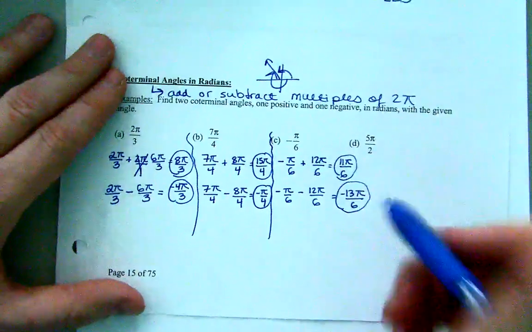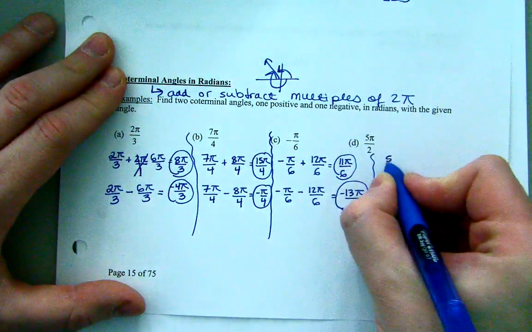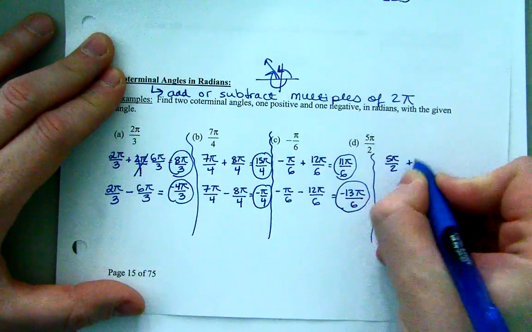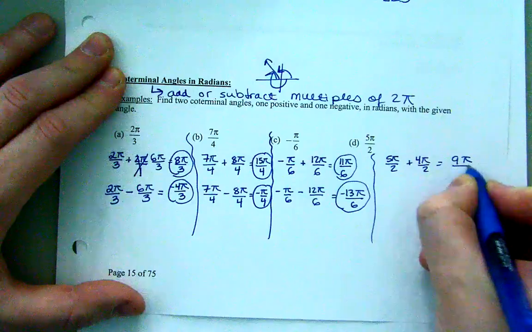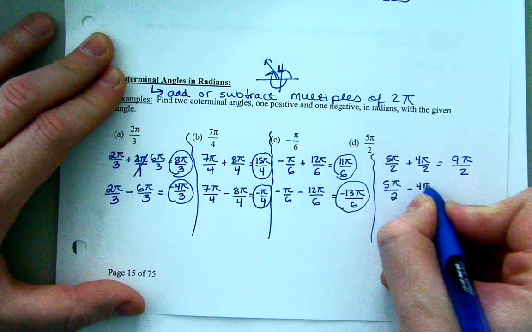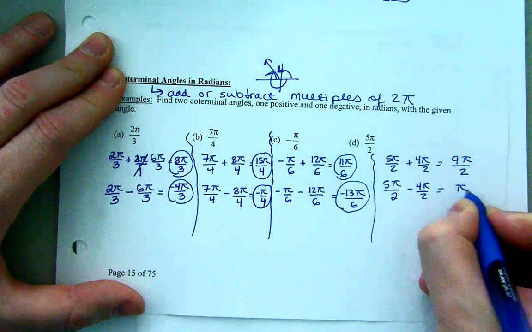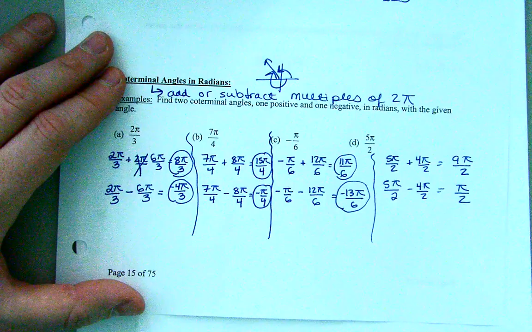What are you going to use with 5 pi over 2? 4 pi over 2. So we can add 9 pi over 2. We can go and we can subtract pi over 2. Good? What's wrong?